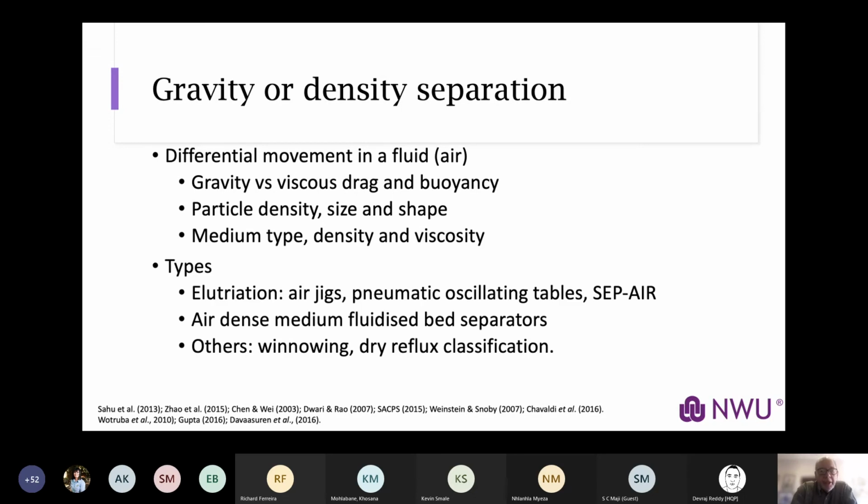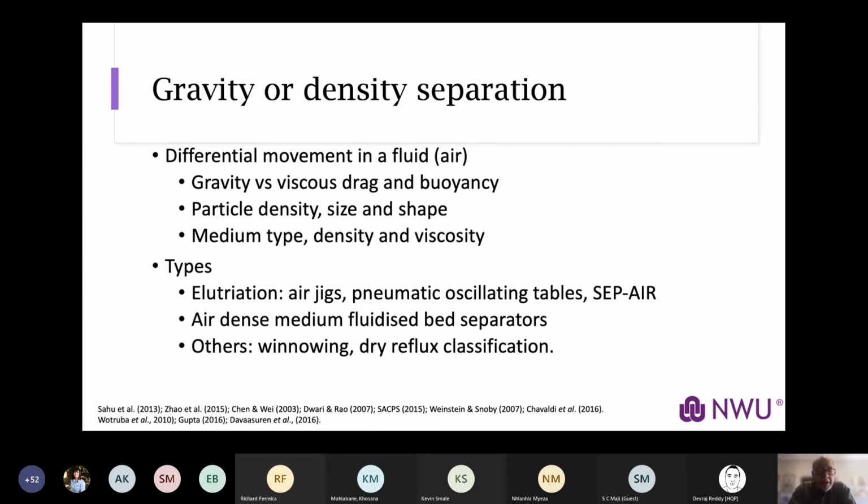For example, air jigs, pneumatic oscillating tables like the FGX, SEP Air, which I'll talk a little bit about just now, a very exciting new technology that's just been imported or investigated in South Africa by Coltech. And then air dense medium fluidized bed separators, that's the dry dense medium fluidized separators. It used to be very popular in China. It was developed in China. How far are we away from that?